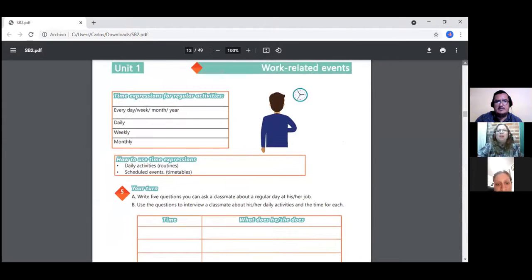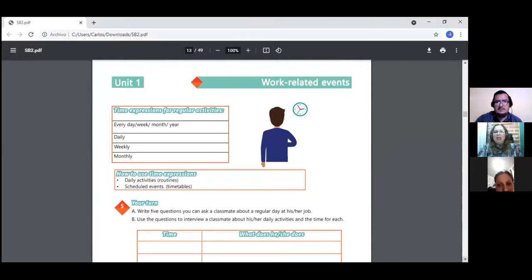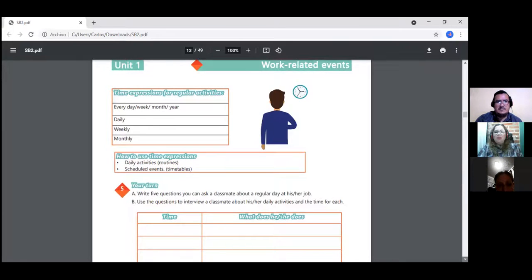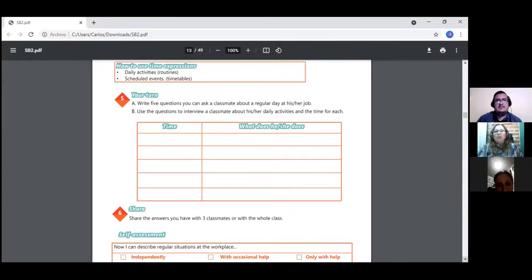This one, number 5. It will be page 13 and the activity number 5. What do you have to do? You have to ask, for example, Carlos asks Alejandra, what do you do at 5 a.m.? And then Alejandra is going to answer, I get up or I wake up. Okay? Okay, teacher.